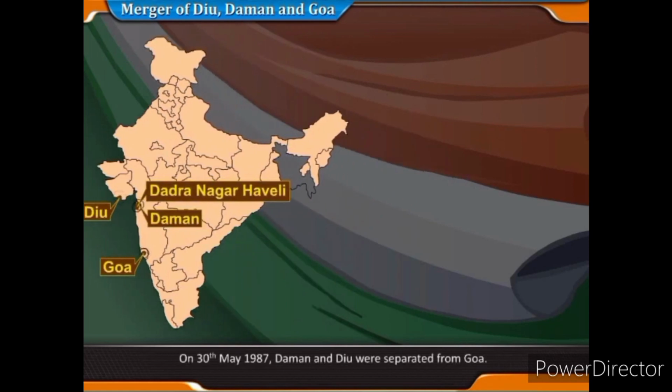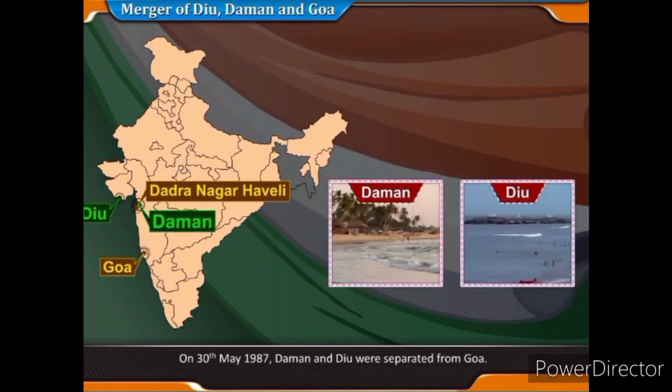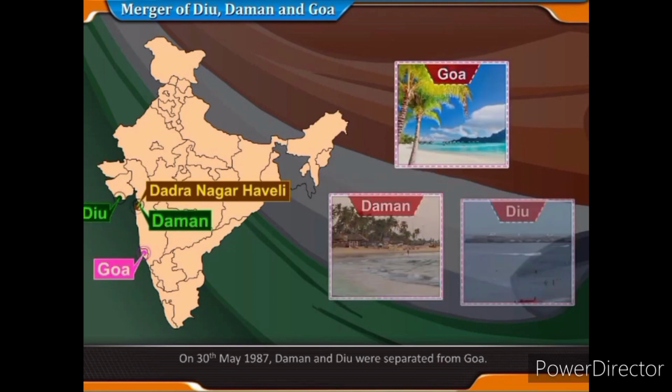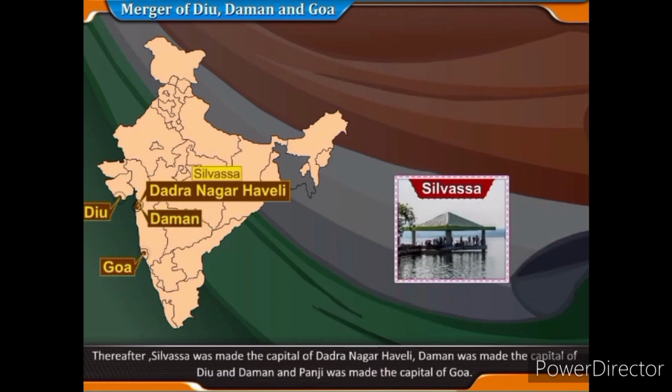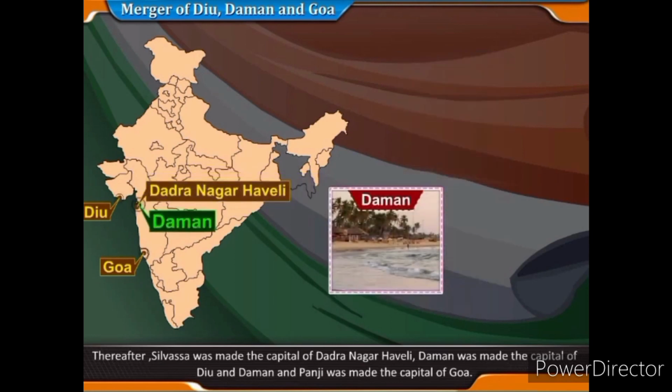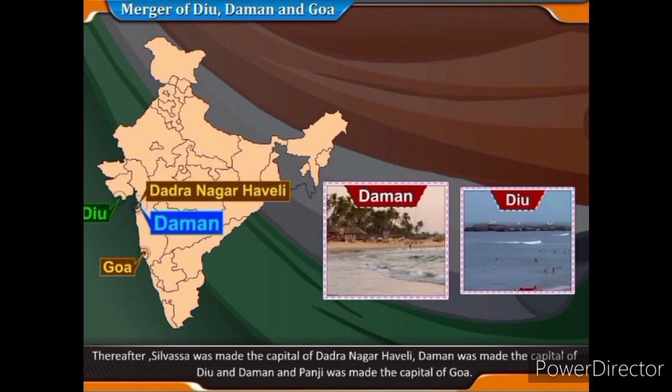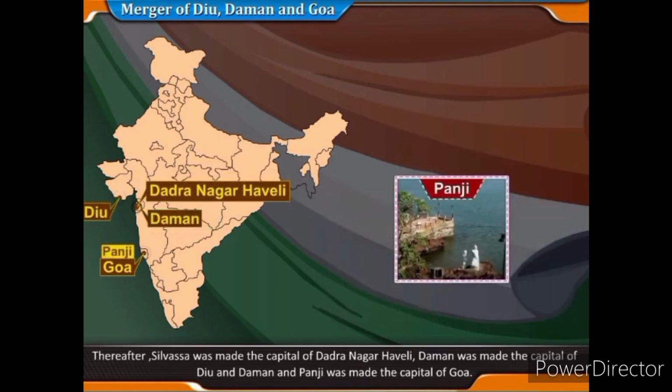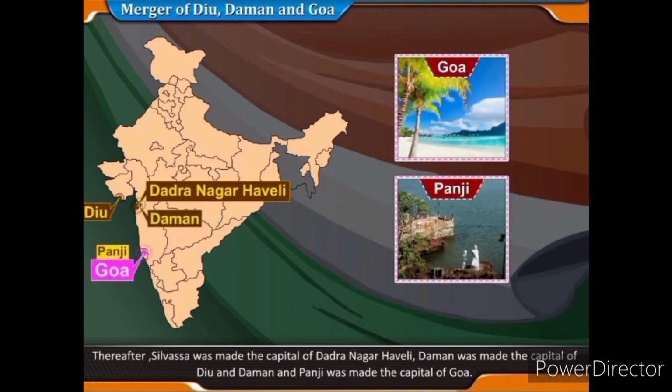On 30th May 1987, Daman and Diu were separated from Goa. Thereafter, Silvassa was made the capital of Dadra and Nagar Haveli, Daman was made the capital of Diu and Daman, and Panji was made the capital of Goa.